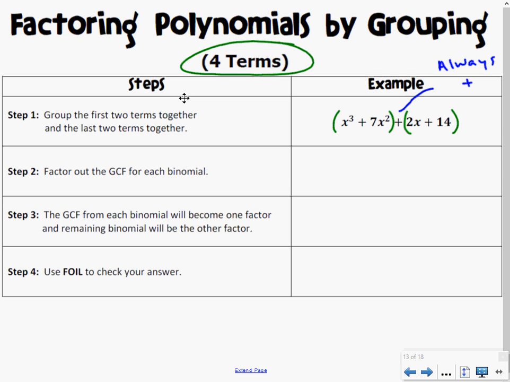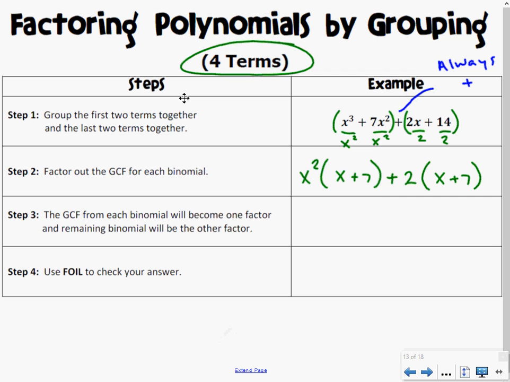Now, after we have established our two groups, step two is to factor the GCF out of each one of these binomials, which is each group that we have here. Okay, so in my first group, x cubed plus 7x squared, the GCF is x squared. And if I divide the terms in here by x squared, I get x plus 7. Okay, our plus sign that was in between the groups is still there. Now we factor out the GCF of the second group. Well, the GCF of the second group is just 2. So we go back, divide by 2, and we get x plus 7.